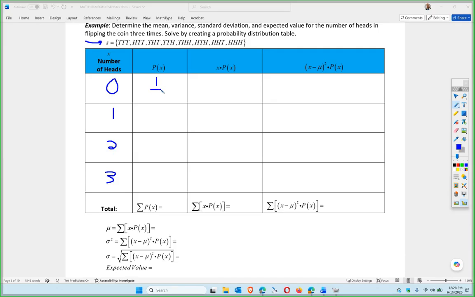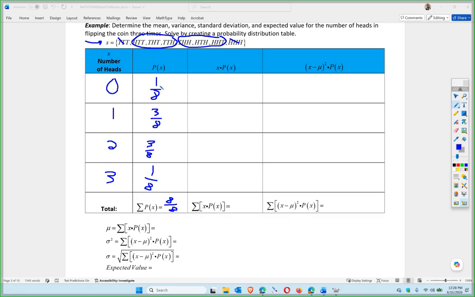So there's only one way to get no heads, and only one way to get 3 heads. And there are 3 ways to get 2 heads and 3 ways to get 2 tails, correct? So 3 out of 8 and 3 out of 8. So we've proven that this is a probability distribution, because it adds up to 1, each of the individual probabilities is between 0 and 1, and the variable itself is random. So therefore, this is a probability distribution.